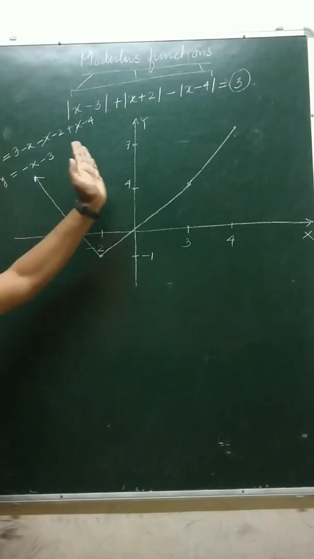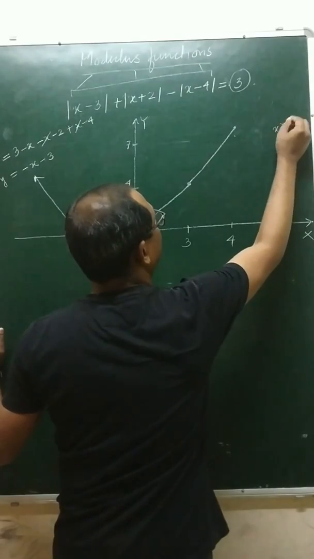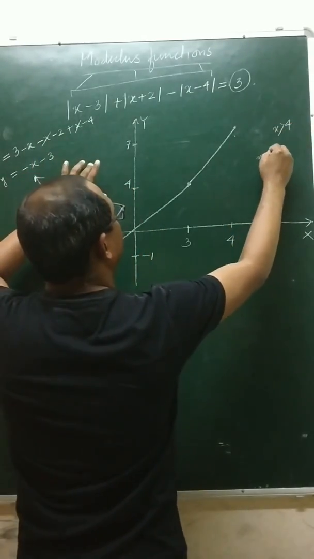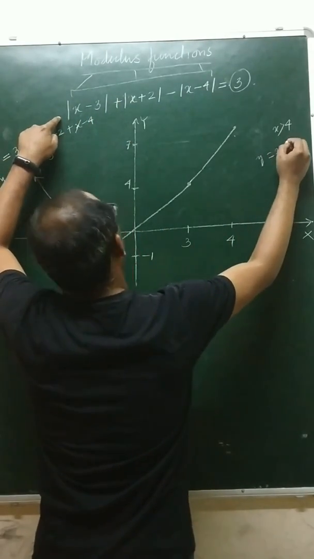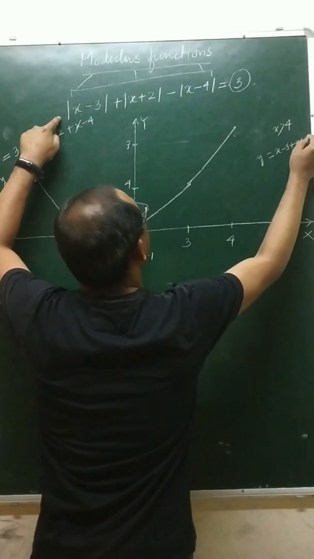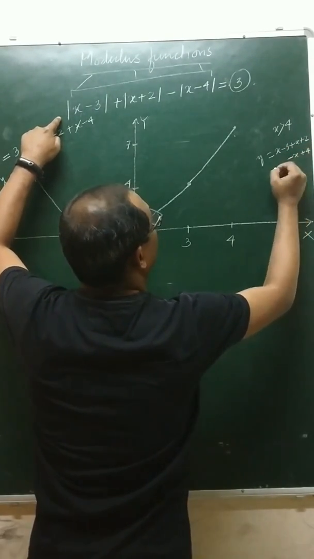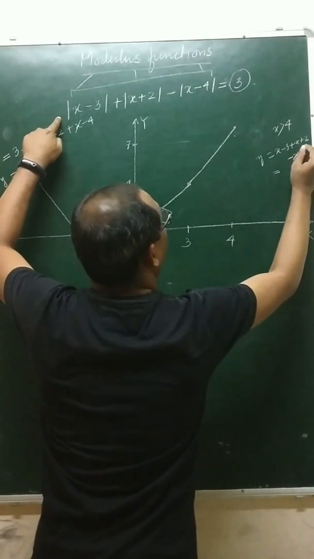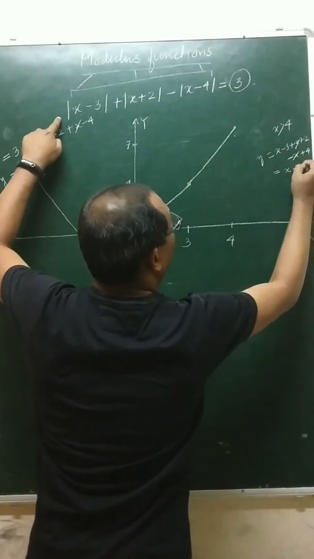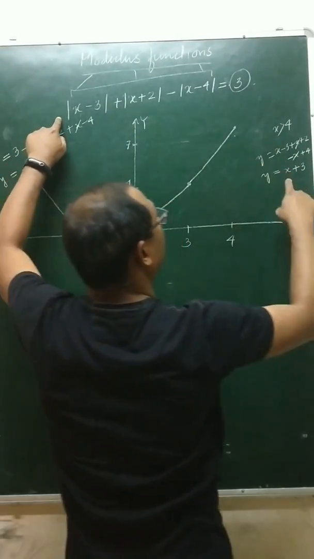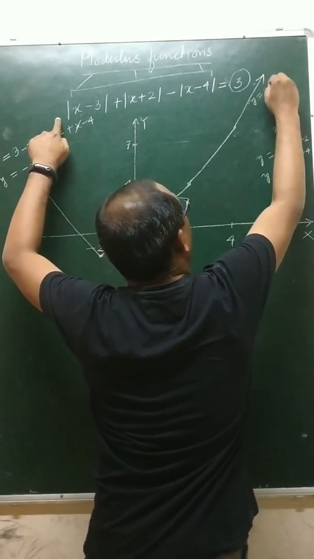For x greater than 4, y will be equal to, from here, this one will open positive, x minus 3, x plus 2 will be positive, minus x plus 4. So y equal to x plus 3. Again, the slope is positive, so the graph will look something like this. Y equal to x plus 3.